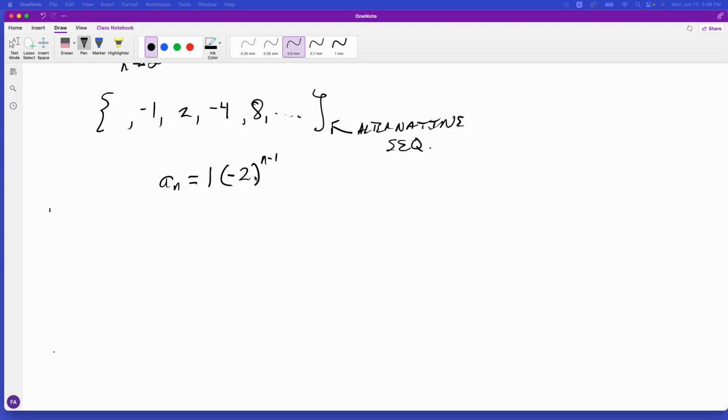That's 1 minus 1, which is 0. -2 to the 0 power is 1. It still doesn't work, so let's put a negative right there. All right, now does it work? Yeah, that'll give us the first term. What about the second term? So n equal to 2.